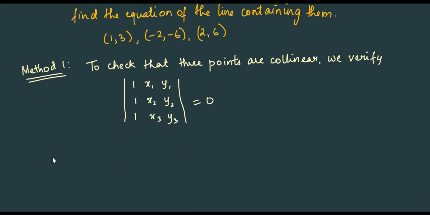Now, this implies we have to check. So consider the left hand side: the determinant with rows (1, 1, 3), (1, -2, -6), and (1, 2, 6).